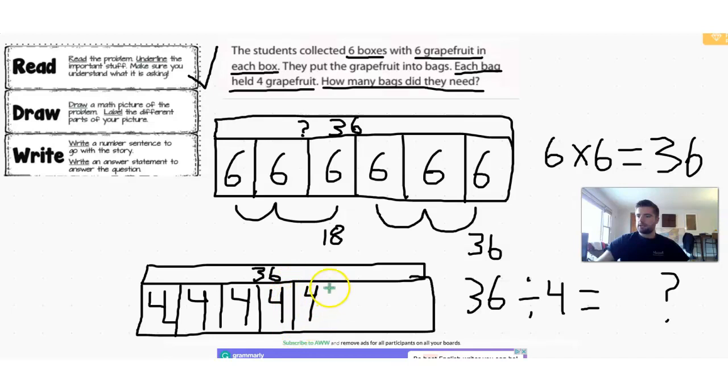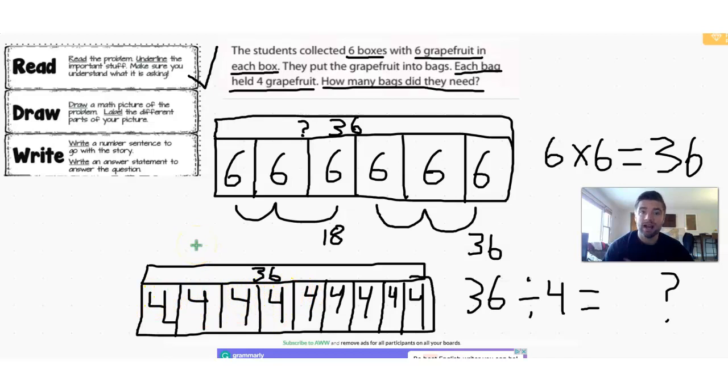Another 4 gets us to 20. Plus another 4, 24. Plus another 4, 28. Plus another 4, 32. And plus a final 4, 36. 4, 8, 12, 16, 20, 24, 28, 32, 36.